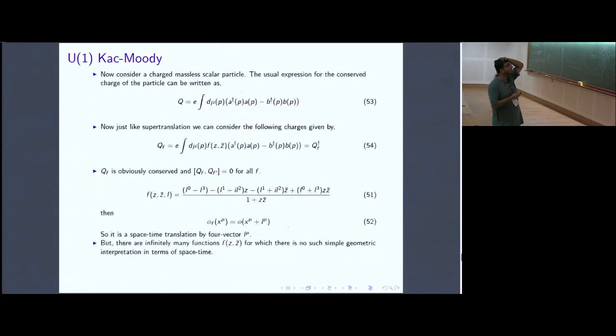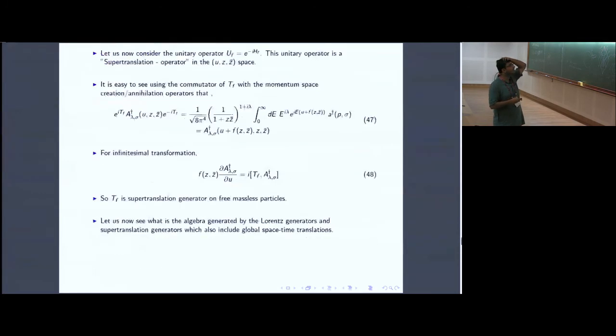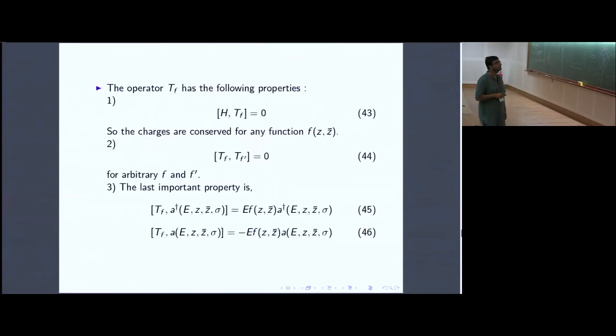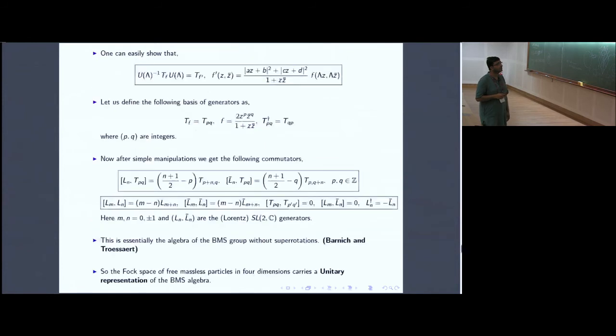I don't have time, but I want to mention one thing: in this representation, the relation between the soft graviton theorem and the BMS supertranslation comes out in a particularly nice way. So that was essentially the thing. I think I'll stop here.